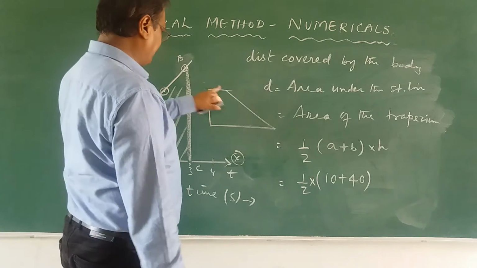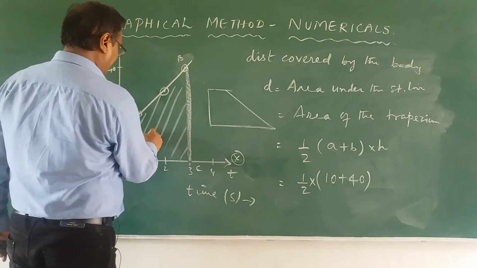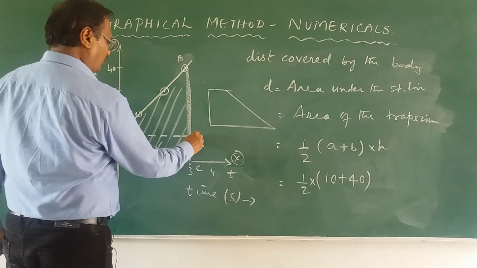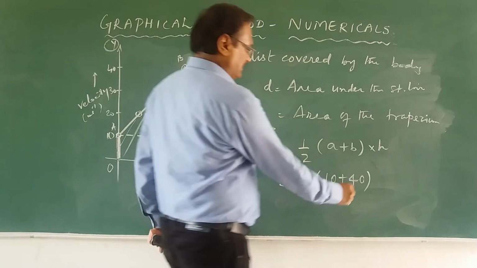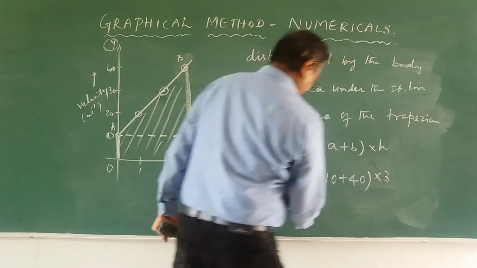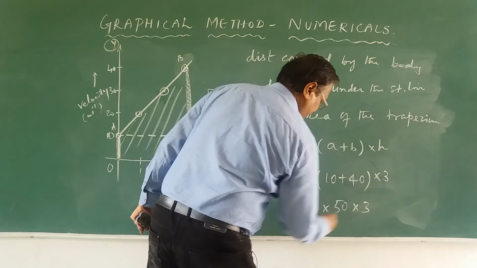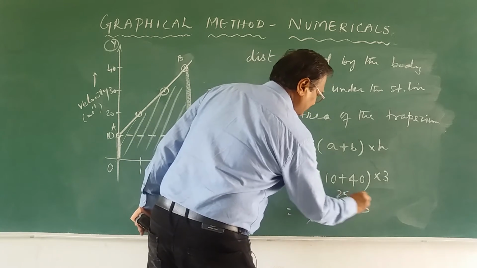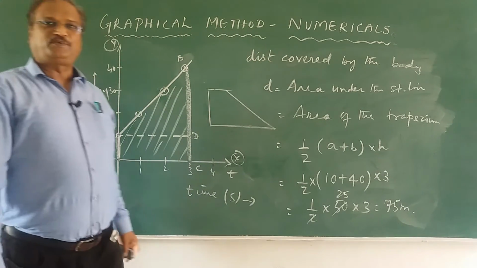That is 10 plus 40, multiplied by the height. This is the height; call this point D. OD is the height. What is that? 3 seconds. Multiply by 3. That is equal to half into 50 into 3. 2 into 25 is 50, so that is 75 meter. I hope you understand.